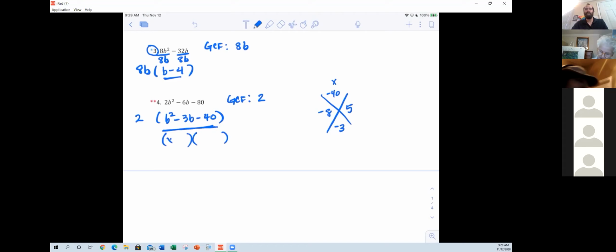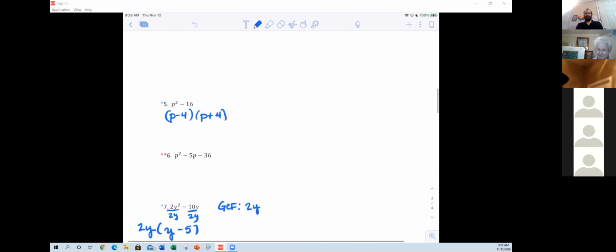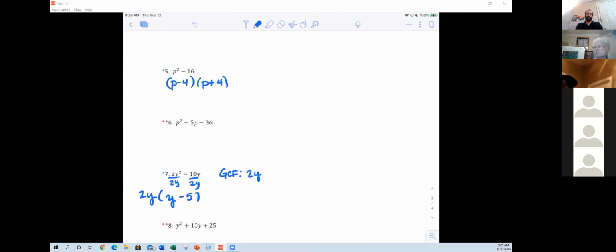So this is going to be x minus 8, x plus 5, and don't forget the 2. Okay, and number 6, how is that going to factor? We want two numbers that multiply to negative 36 while at the same time adding back to negative 5.